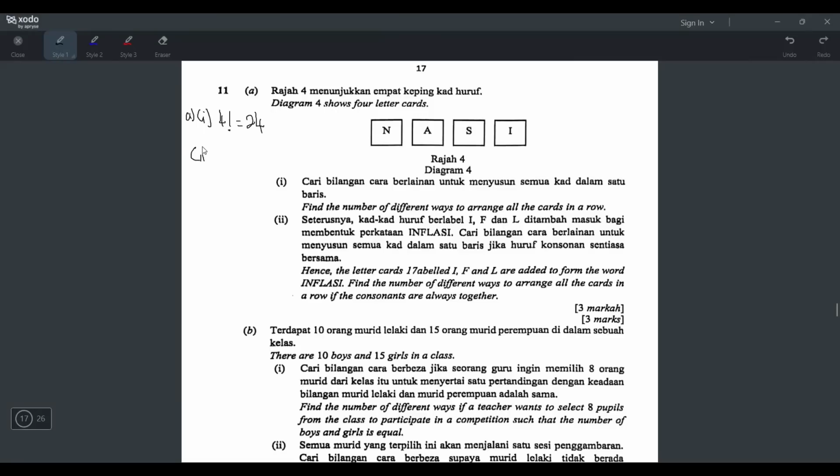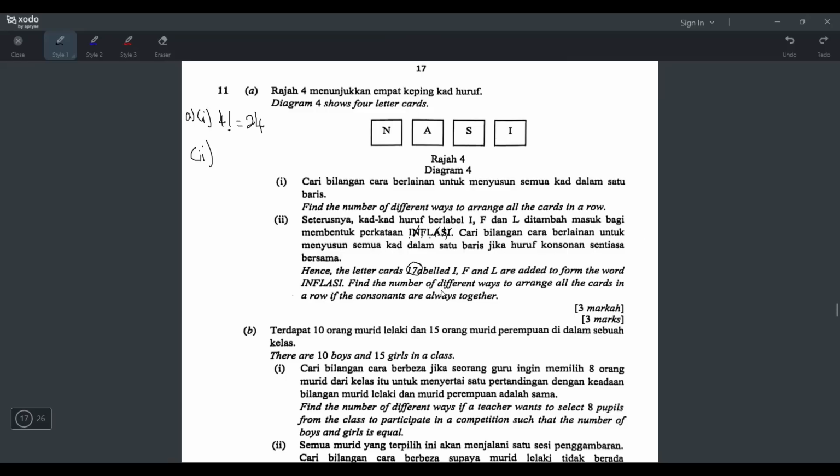Okay, sudah siap. Okay, let's do question 2. Hence the letters. Okay, I think the English one is a bit cacat already, right? So let's just read the Malay one. Seterusnya, kad-kad huruf berlabel IFL ditambah masuk bagi membentuk perkataan inflasi. So you tambah 3 kad dalam IFL. Yes. Cari bilangan cara berlainan untuk menyusun semua kad dalam satu baris jika huruf konsonan sentiasa bersama.